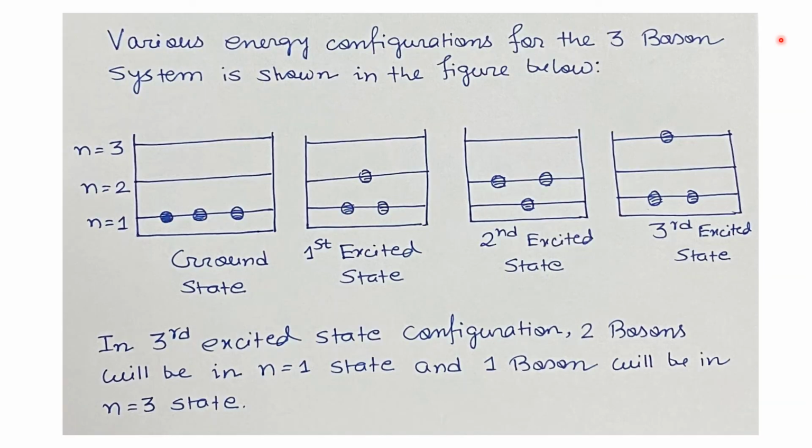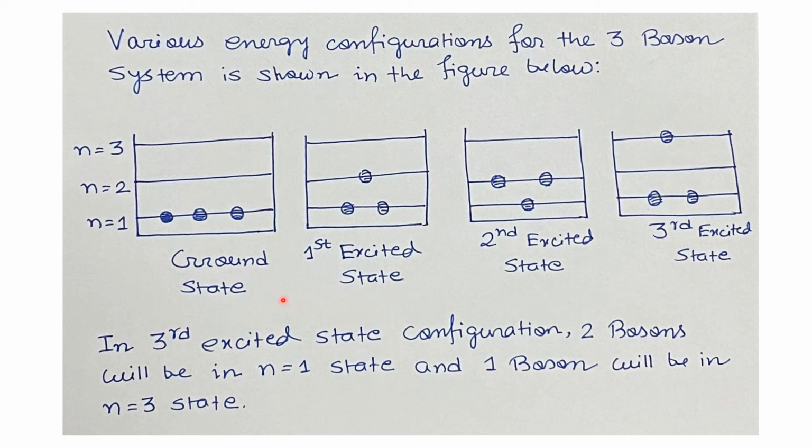In the previous slide, we have already seen the energy spectrum of the one-dimensional infinite potential well. Now we'll see how we can accommodate the three bosons in the energy levels such that the system has the third excited state. We'll do it systematically. First, we'll find the ground state of the system, then the first excited state, then the second excited state, and finally the third excited state of this system.